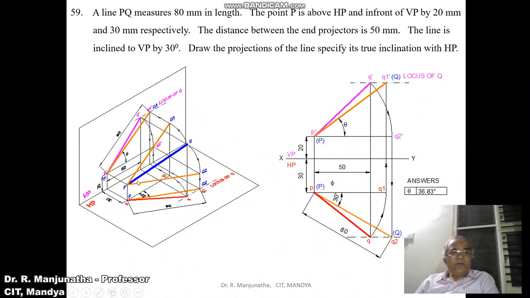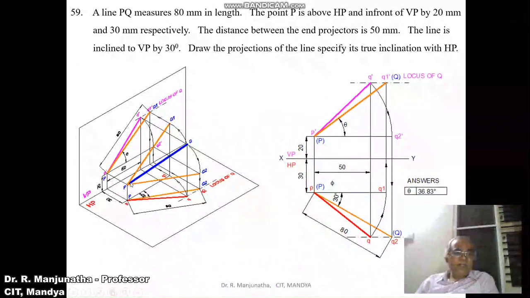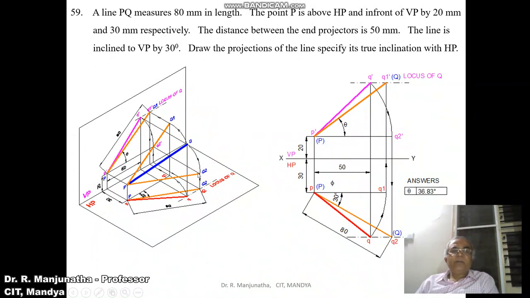So that is the line you are getting here. Because it is the true inclination line, P is above HP by 20 mm and Q2 is also above HP by 20 mm. So that line is inclined at 30 degrees and it is 80 mm in length. When it is projected in the top view, you are going to get small pq2. Once you get this line, you have the locus of Q in the top view.